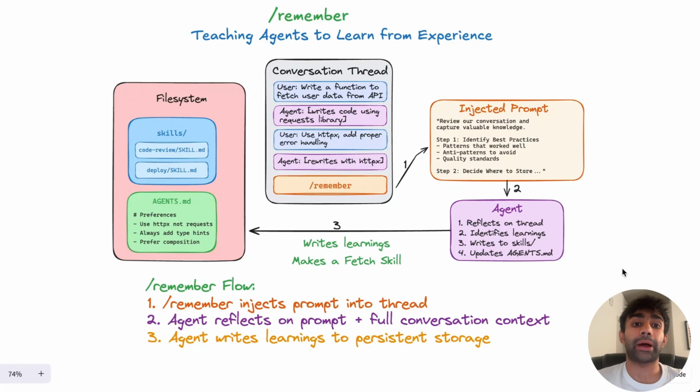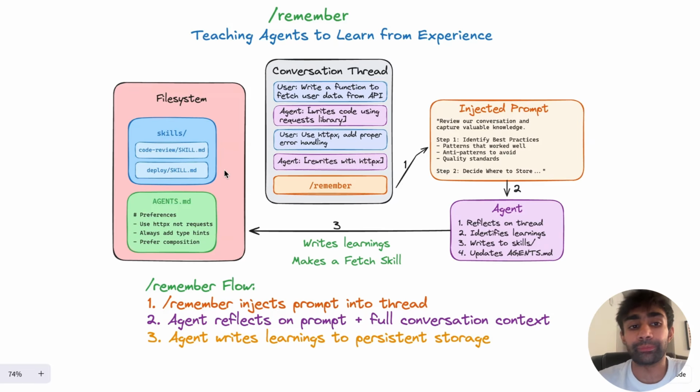So let's talk a little bit about how the remember command works and how it helps us teach our agents to learn from experience. So really there's 3 steps in the /remember flow. Remember is a slash command in the Deep Agents CLI. Really what that means is that when a user invokes it, it injects a prompt into the thread that the agent can see. What happens then is the agent reflects on that prompt, so it sees it, it thinks about it, and it sees the full conversation context before that in the thread, and then it does the thing it's supposed to do. So in our case, it writes its learnings to persistent storage. For us, that's the file system.